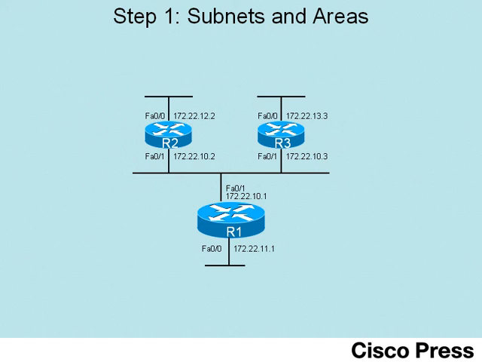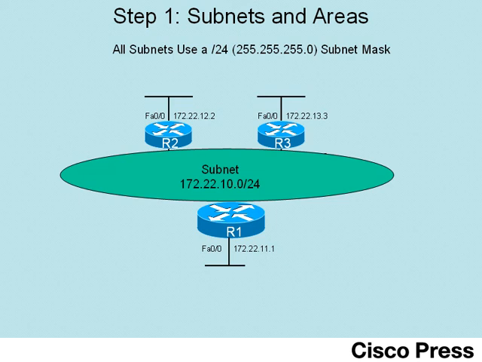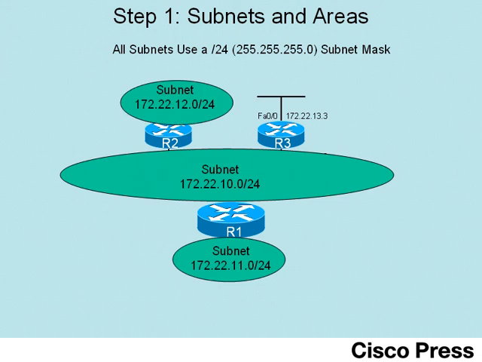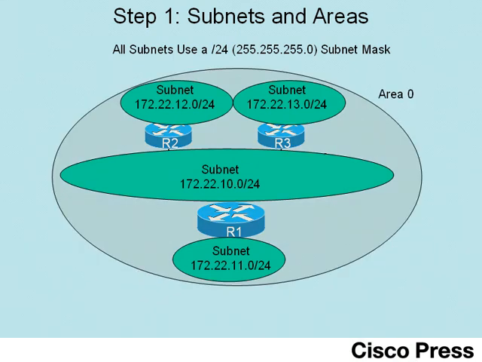Next, take a look at the already configured and working topology used in step 1 of this lab. R1, R2, and R3 have the IP addresses shown there. Now in each case we'll use a 255.255.255.0 subnet mask, so we'll end up with 4 subnets with a nice easy mask so we can stay focused on OSPF. For instance, in the subnet that all 3 routers are connected to, we have subnet 172.22.10. Off R1 we have subnet 11, off R2 we have subnet 12, and off R3 we have subnet 13. Additionally, note that all of these routers and all the subnets will be in area 0 for this step.